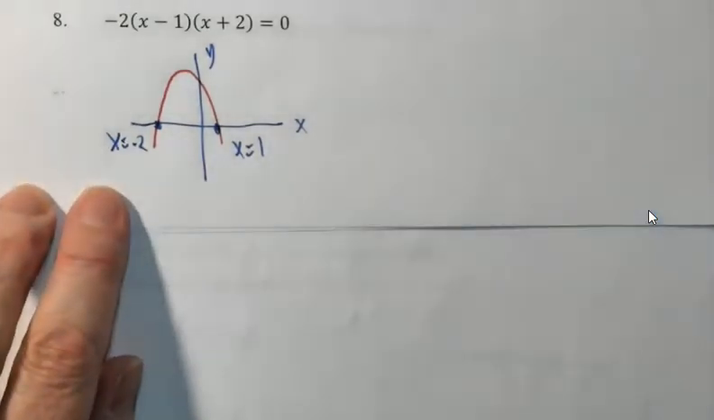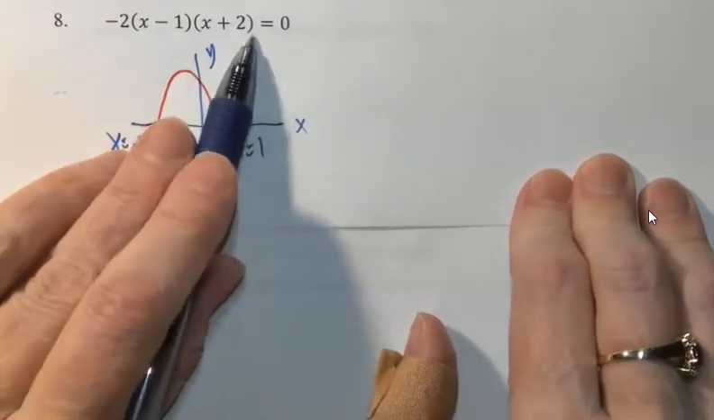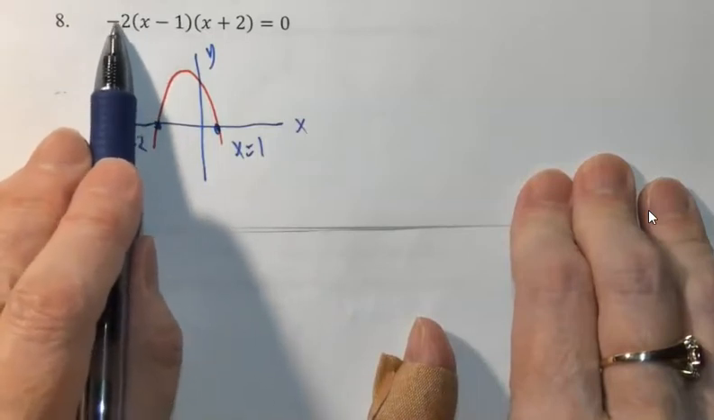And to do that, we simply set each of our factors equal to 0. You do not need to set -2 equal to 0 because it's not 0, so it's not one of our possible zeros.